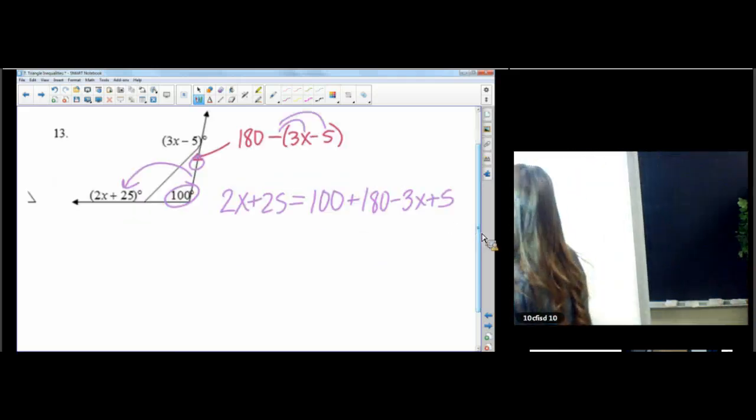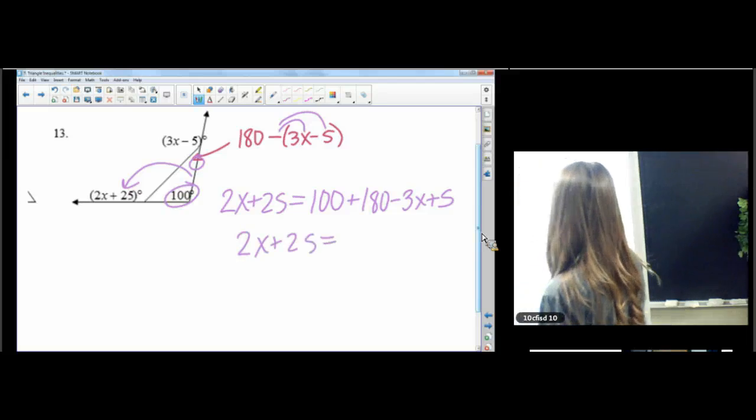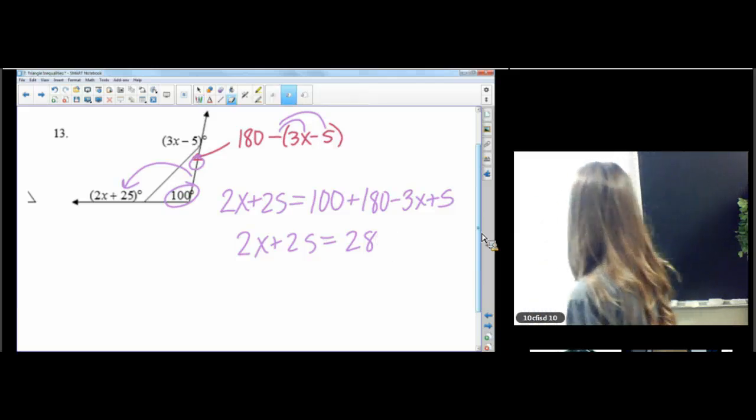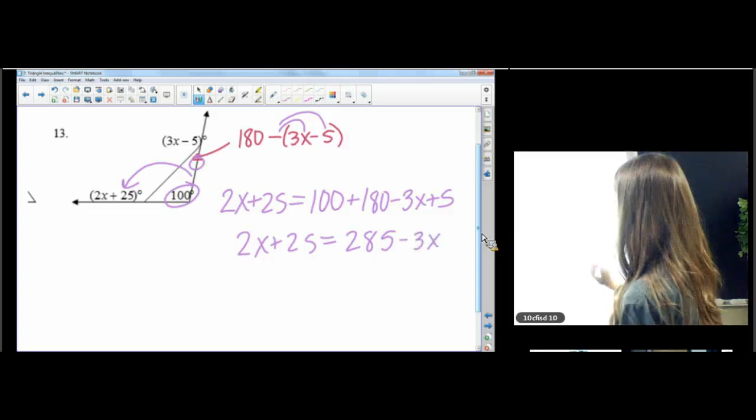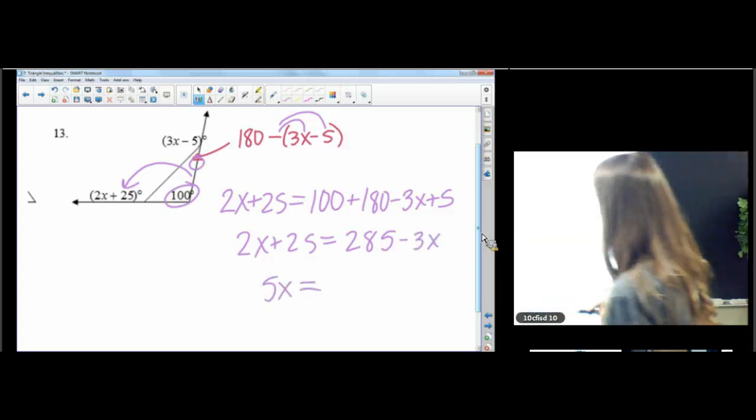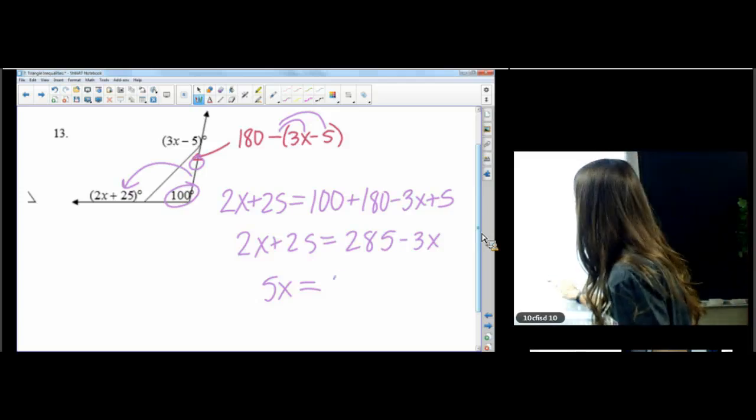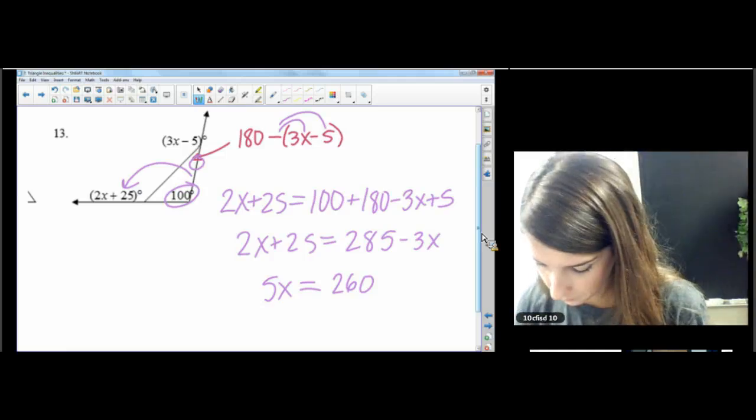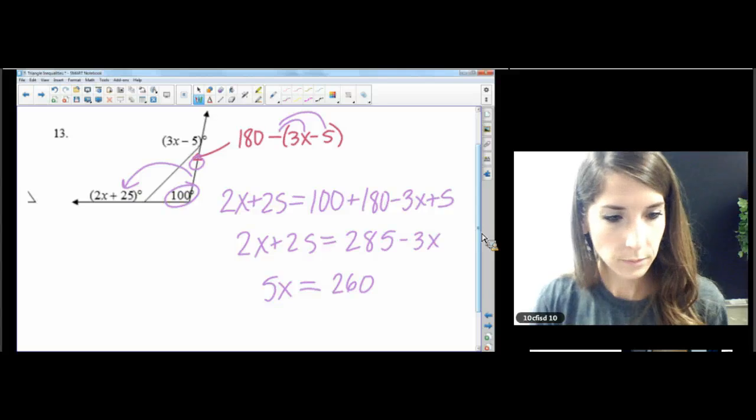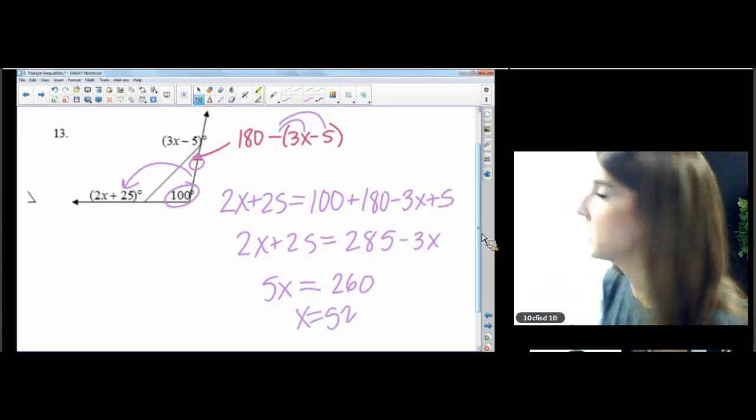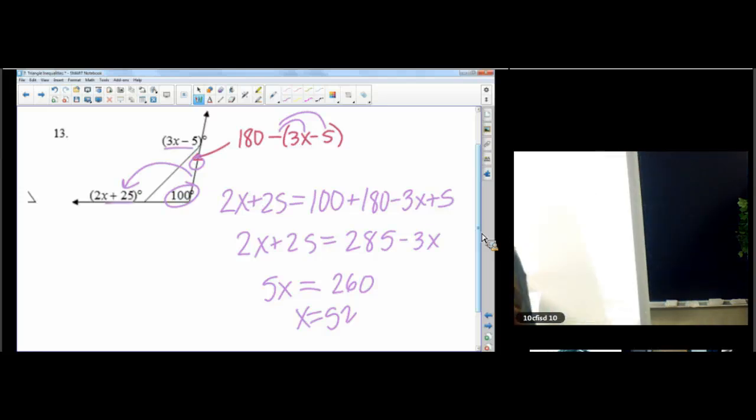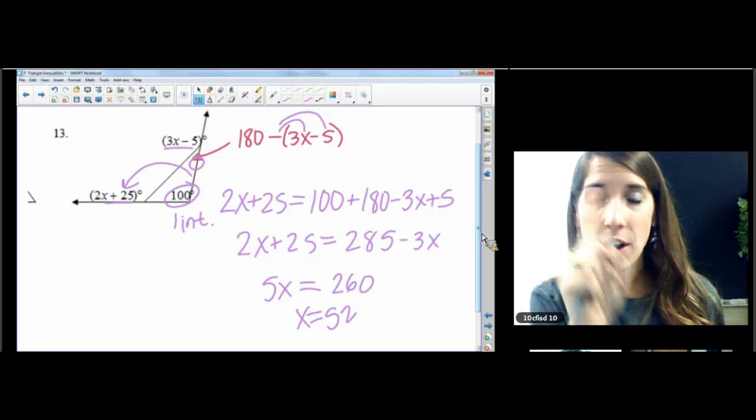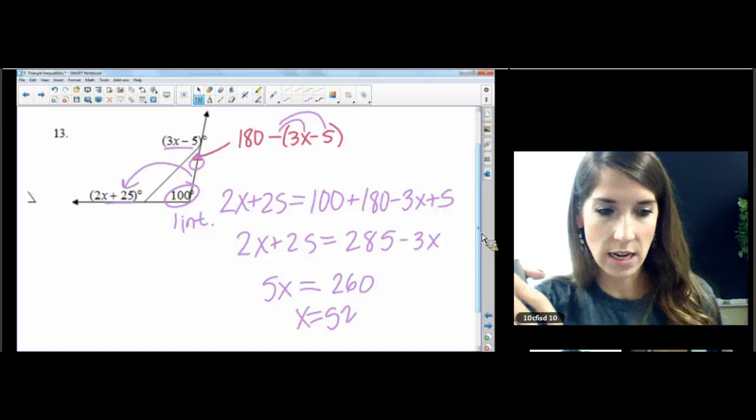Okay, so now we've got 2x plus 25 equals 280. Let's do 285 because you see that plus 5. Let's combine like terms. 285 minus 3x. 5x equals 260. And then divide 260 by 5. 52. Oh, good. So the thing about this problem was that we have two exterior angles and one interior angle. And you can't use that new theorem with two exterior and one interior. So you had to make one of the exteriors into an interior.